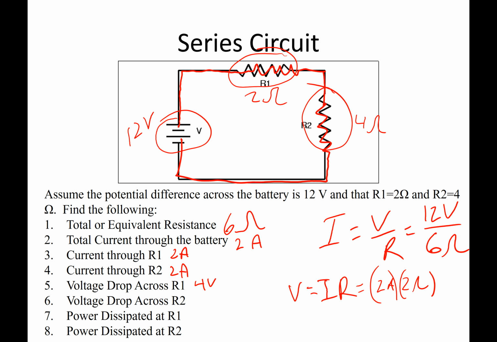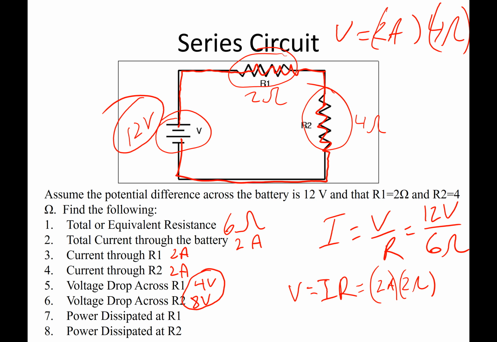We'll do the same thing for R2. The current through R2 is still the 2 amps. The resistance across R2 is 4 ohms, which means the voltage drop across R2 is 8 volts. Notice that if we sum up the voltage drop across the two resistors, 8 plus 4, that gives us the voltage drop across the battery of 12.